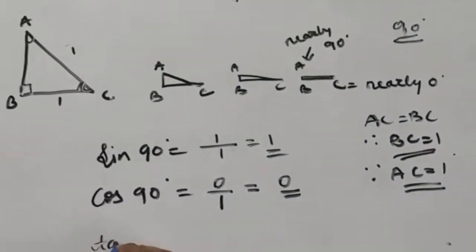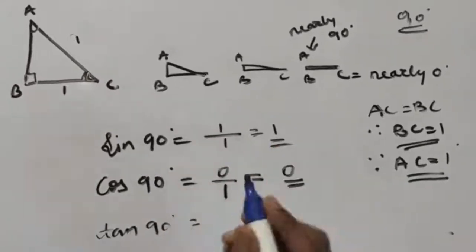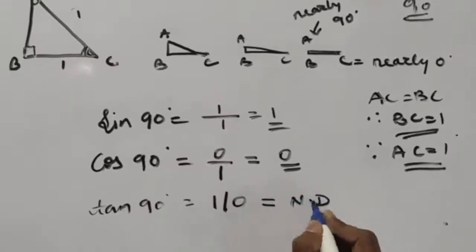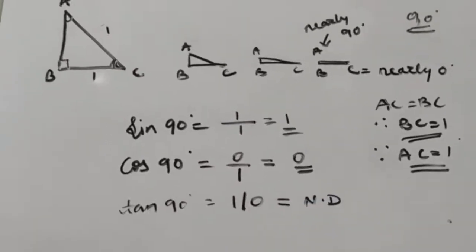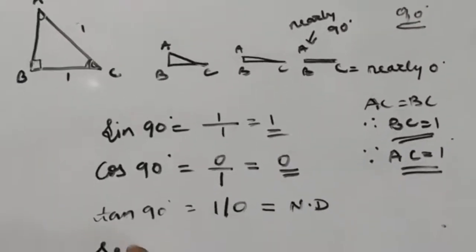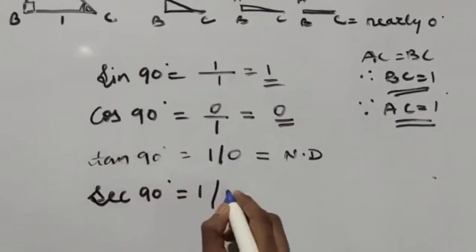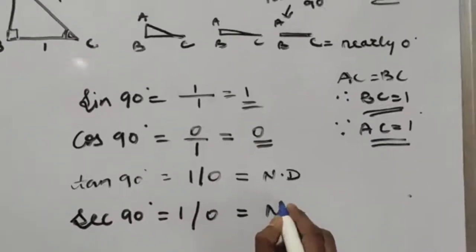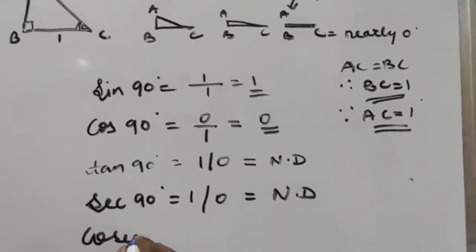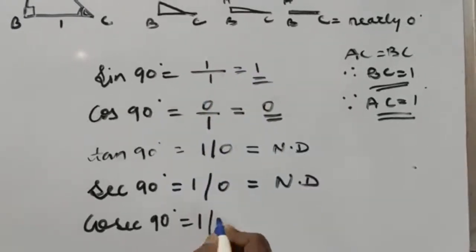For tan 90 degree, let us simply do it as sin 90 by cos 90. Here sin is 1, cos is 0, so it is not defined. Okay, this shows it is not defined. For sec 90 degree, it will be 1 upon cos 90 degree, which is 0. Again this goes to not defined. Okay. For cosec 90 degree, it will be 1 upon sine. Sine is 1. Okay, so 1 upon 1 is equal to 1.